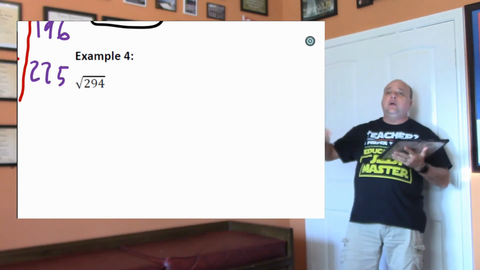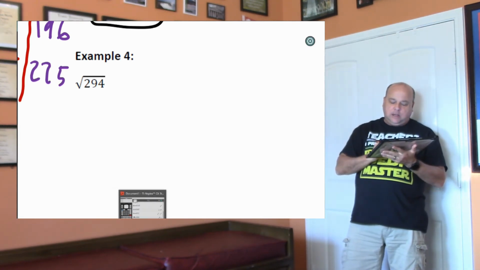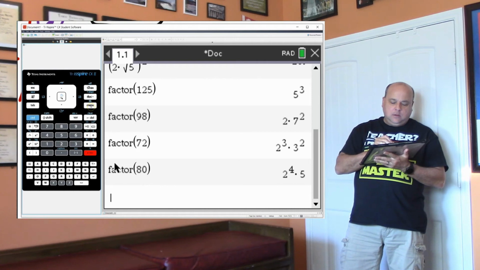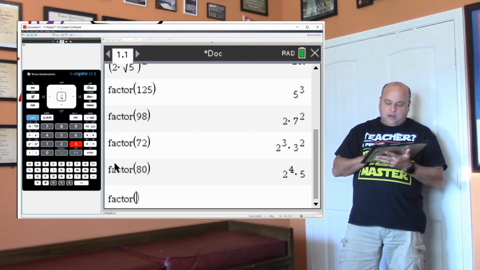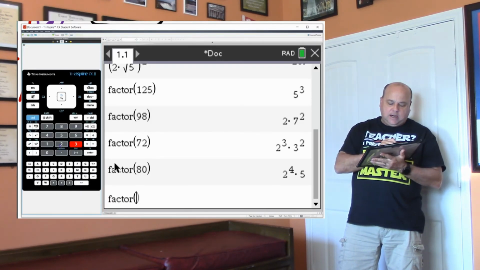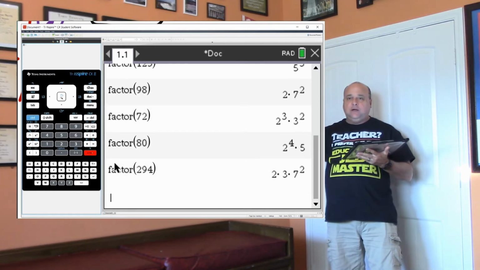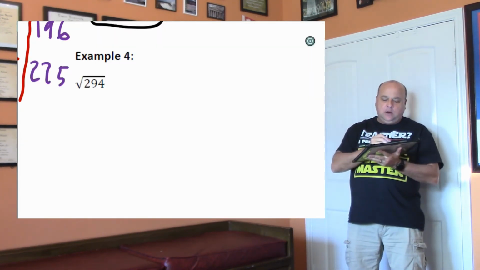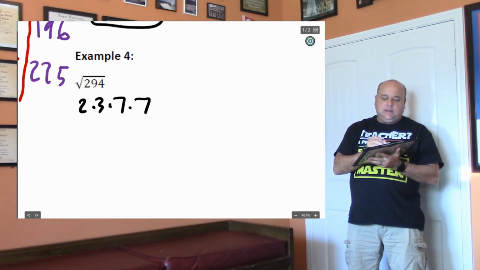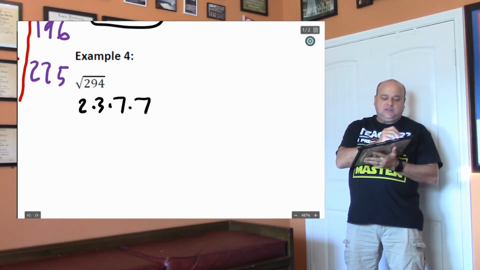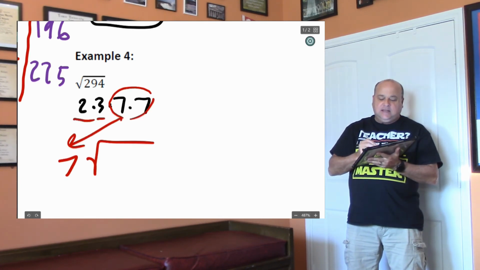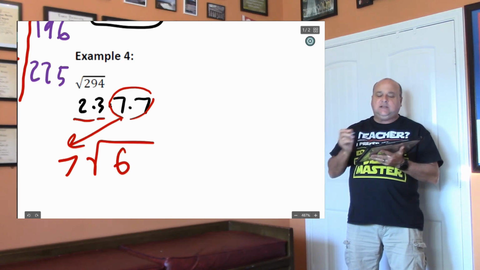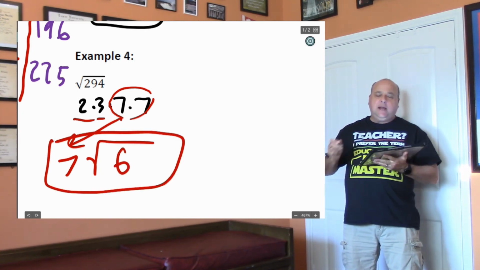294. Obviously, the bigger the number, the more factors, the more circles you have. Okay, so menu, number, factor, and we are doing 294. Hit enter, and I get 2 times 3 times 7 squared. So let's go back here. 2 times 3 times 7 times 7. I could circle a pair of 7's, can't I? So the 7 comes out, but the 2 and the 3 stay inside. What is 2 times 3? It's 6, isn't it? So this right here would be my answer.